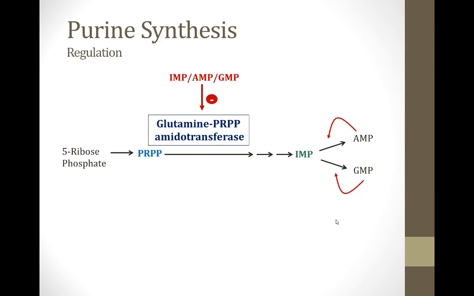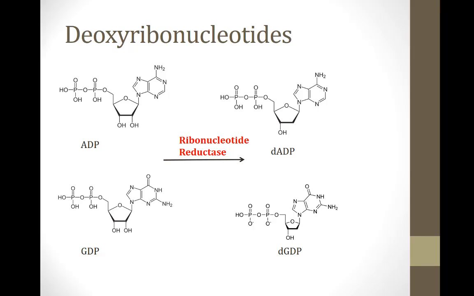You should be aware of how this process is regulated. When the levels of AMP or GMP become elevated, they can inhibit the conversion of IMP. And then the rate-limiting enzyme in this process is an enzyme called glutamine PRPP aminotransferase. This enzyme is inhibited when the levels of IMP, AMP, or GMP become elevated. Everything I've talked about up until this point has been about the synthesis of purine ribonucleotides, but now let's talk about how cells in the body synthesize purine deoxyribonucleotides.